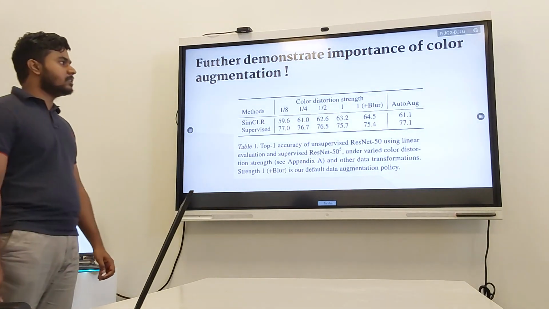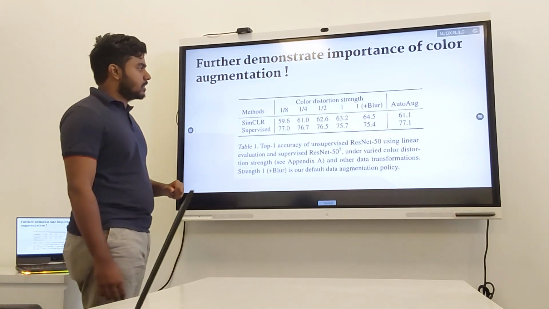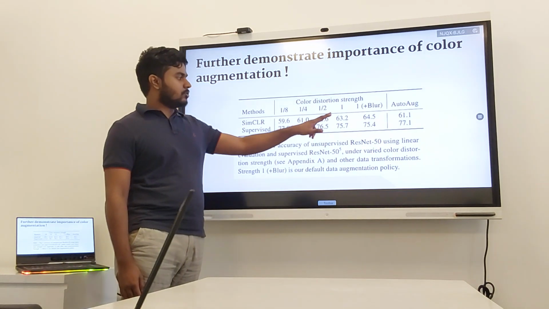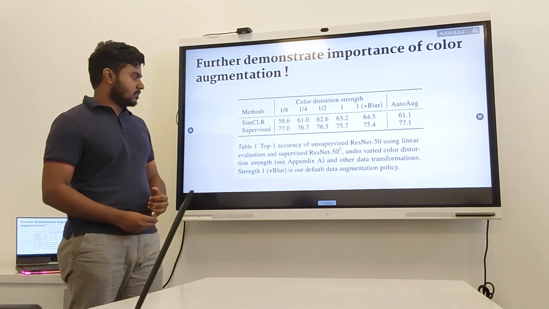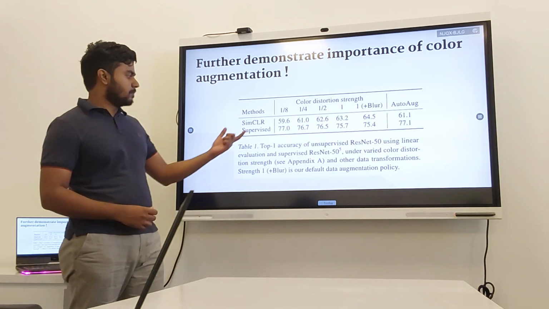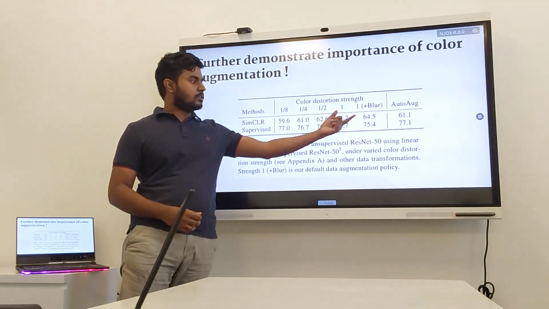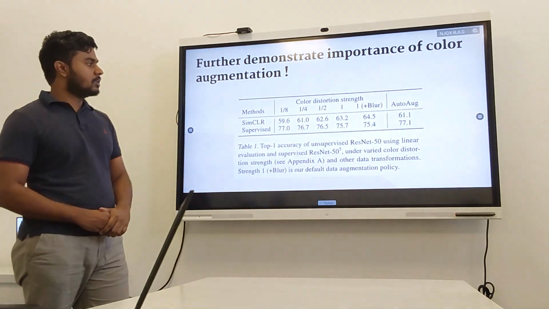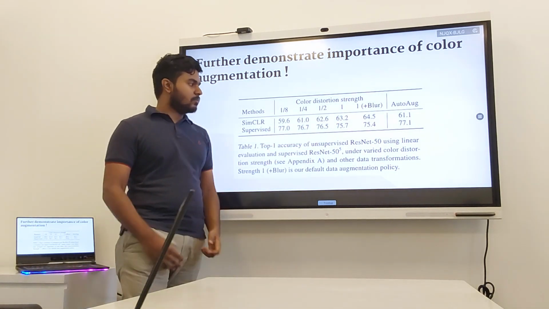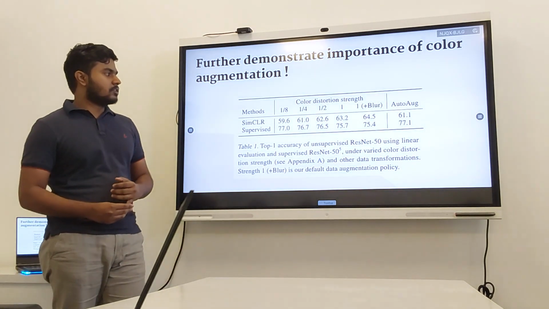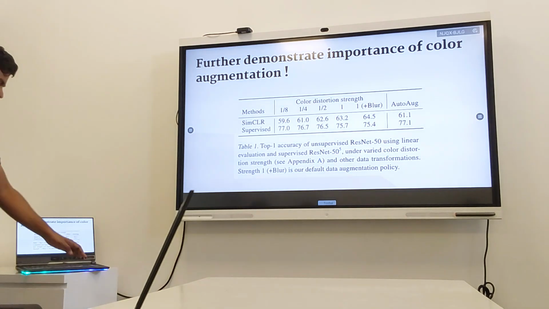To further demonstrate the importance of color augmentations in contrastive learning, they increased the color distortion strength and measured the score. Compared to supervised learning, the contrastive learning task benefits much more from these color distortions. In supervised learning, the accuracy is almost similar, but in the contrastive learning task, the accuracy increases by a great deal.